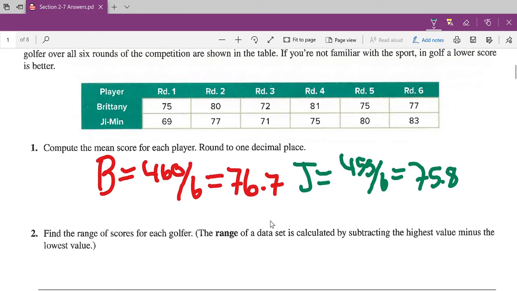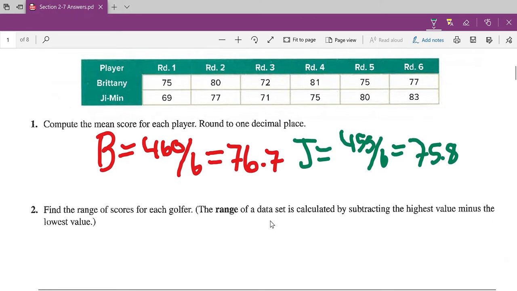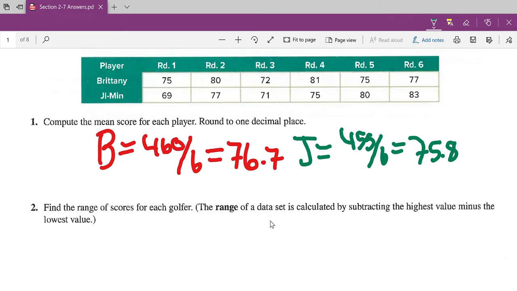Question number two asks us to find the range of scores for each golfer. The range is just the highest minus the lowest. So for Brittany, what's her highest score? Her highest score is 81, minus her lowest score, which is 72. Brittany's range is 9.